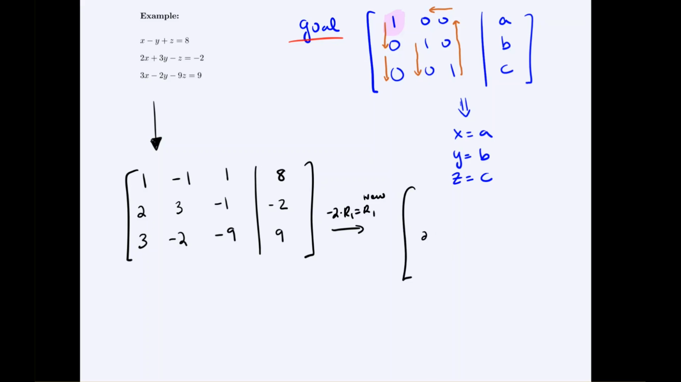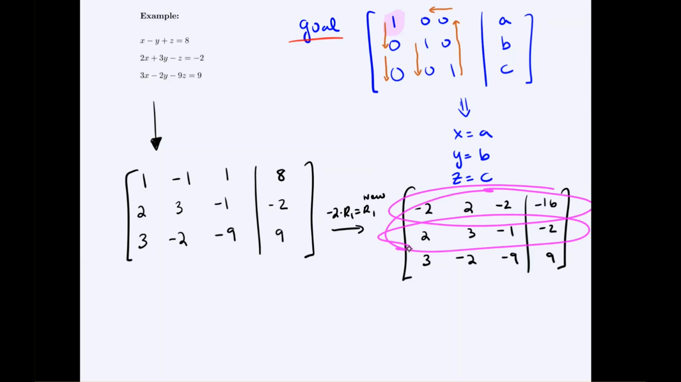everything else remains the same, so I've still got the same second and third rows. Then everything here by negative 2. Negative 2 times 1 is negative 2. Negative 2 times negative 1 is positive 2. Negative 2 times positive 1 is negative 2. Negative 2 times positive 8 is negative 16. Now keep in mind the goal of this is that we can then add row 1 and row 2 together, and the negative 2 and the 2 would cancel to give me that 0 there.